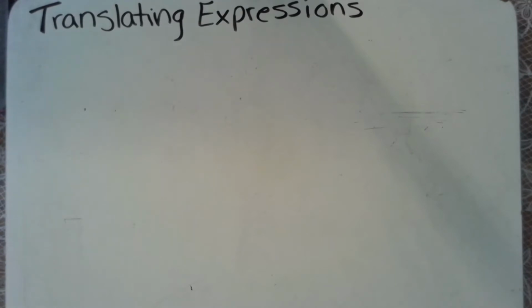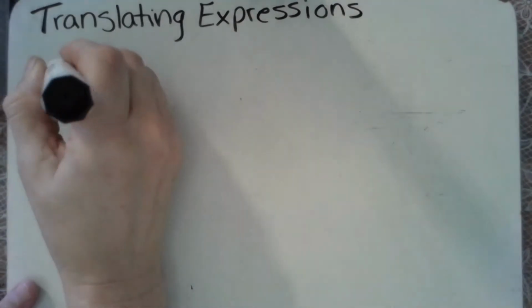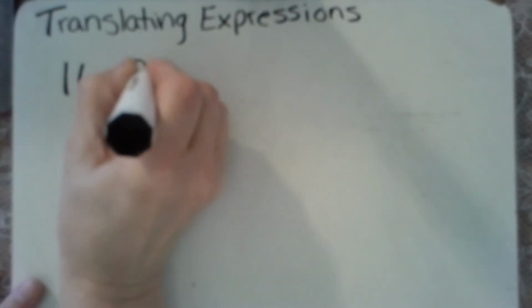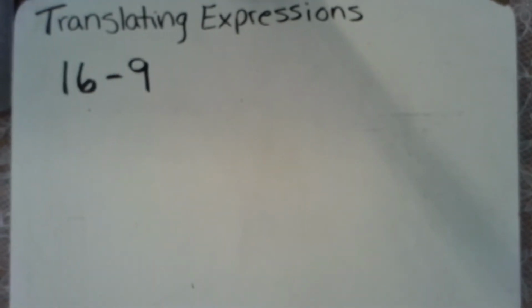Expressions refers to when you have numbers, variables, and operations. If it has an equal sign, it's not an expression. So an equal sign means it's an equation, which we'll talk about as well. So we're talking about expressions and translating them. So let's start with an example. I've written one right there.